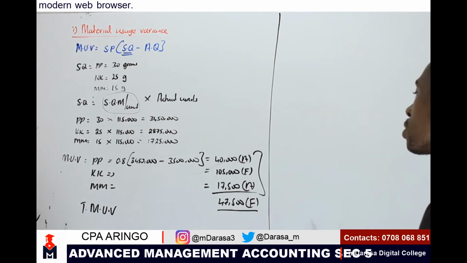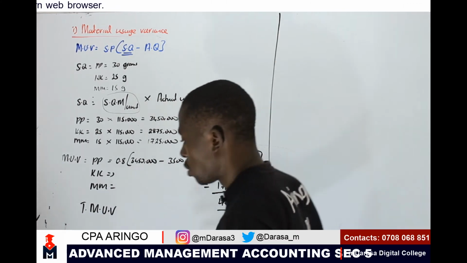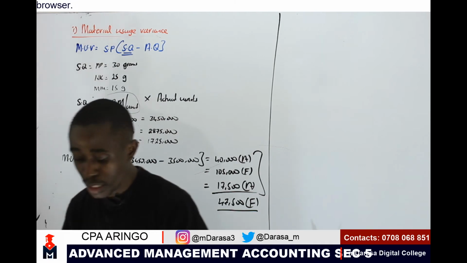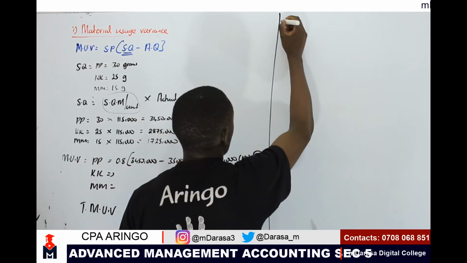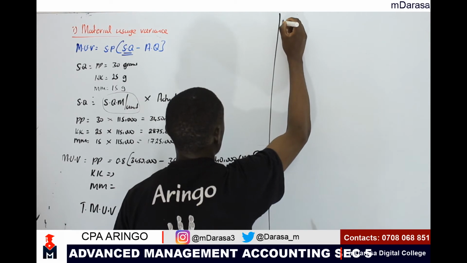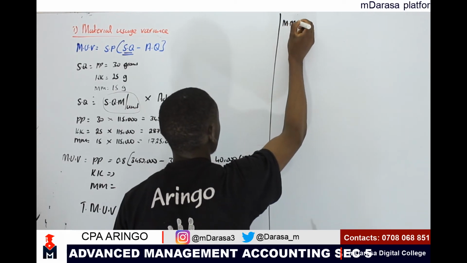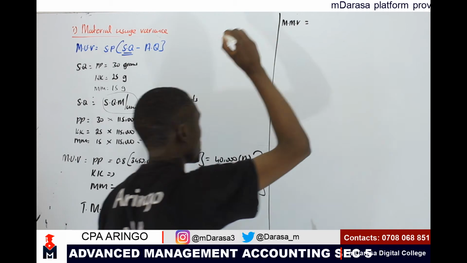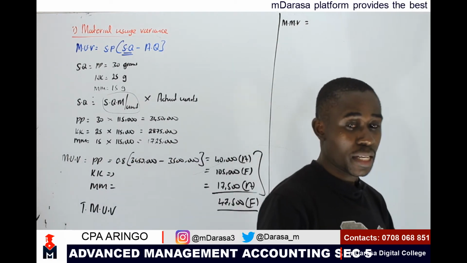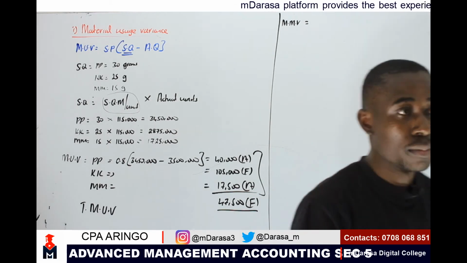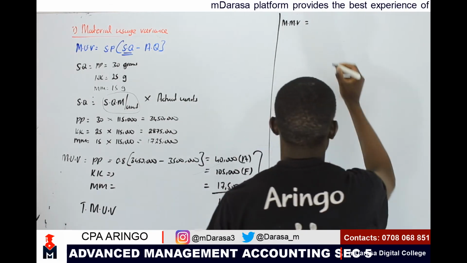Okay. So if you are good with that, now we proceed to the next question where we are required to determine material mix variance. So this is where I want you to concentrate very well. Material mix variance, MMV. Tulisema at this point, what will we be comparing? Standard mix?